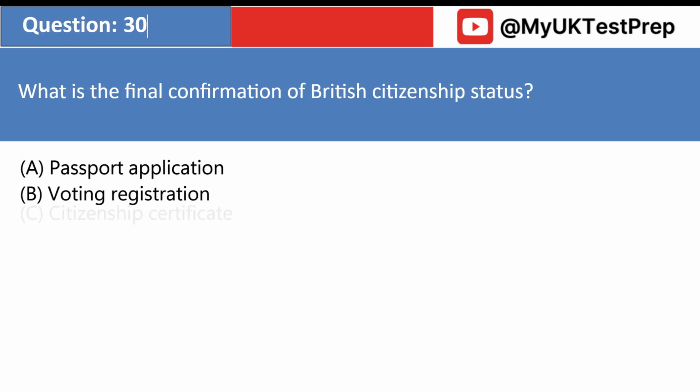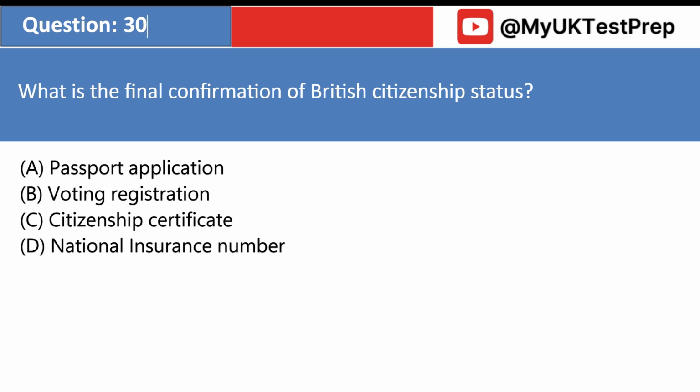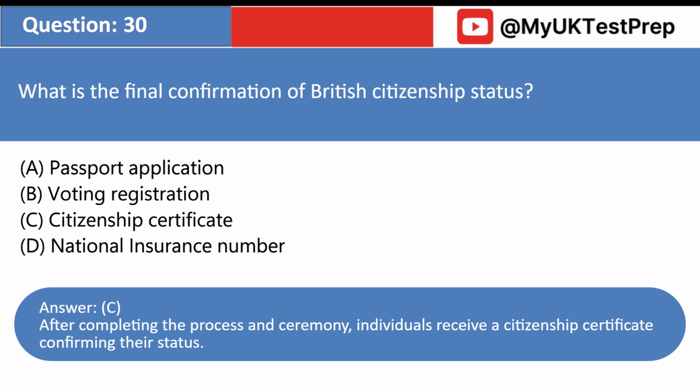What is the final confirmation of British citizenship status? A. Passport application. B. Voting registration. C. Citizenship certificate. D. National insurance number. Answer: C. After completing the process and ceremony, individuals receive a citizenship certificate confirming their status.